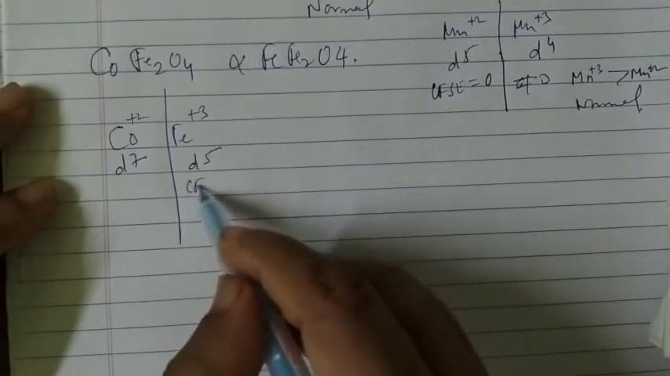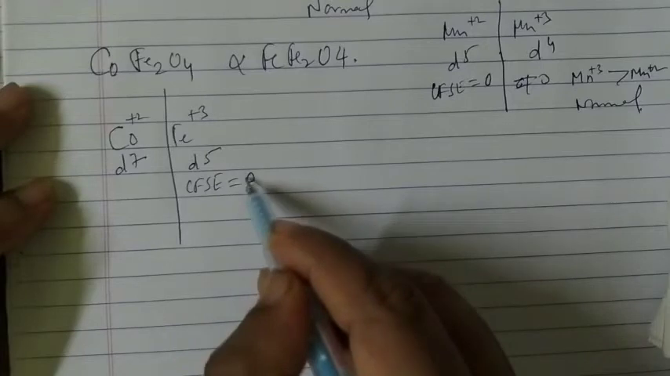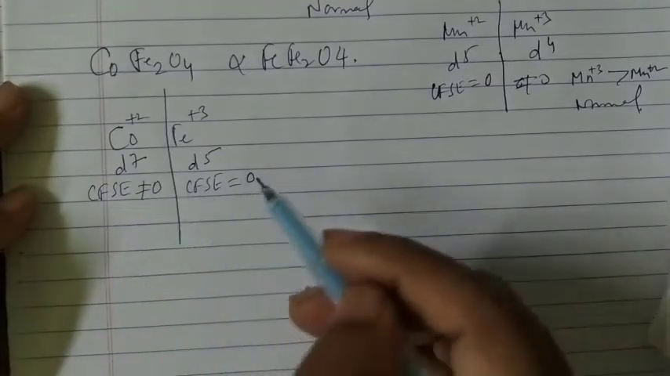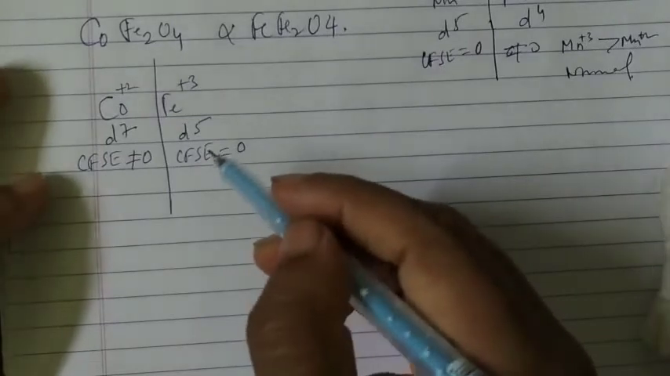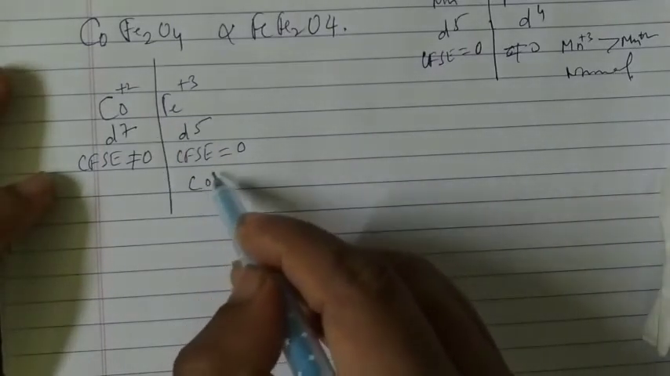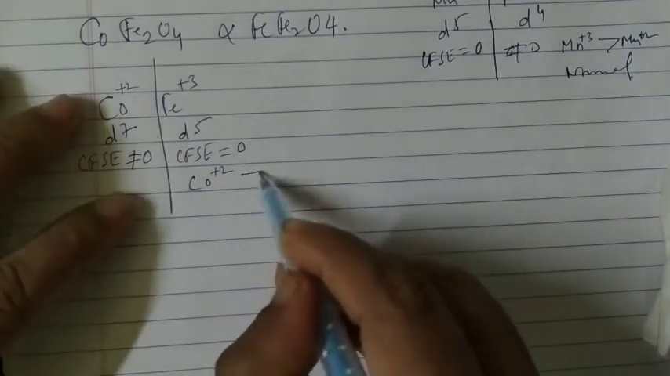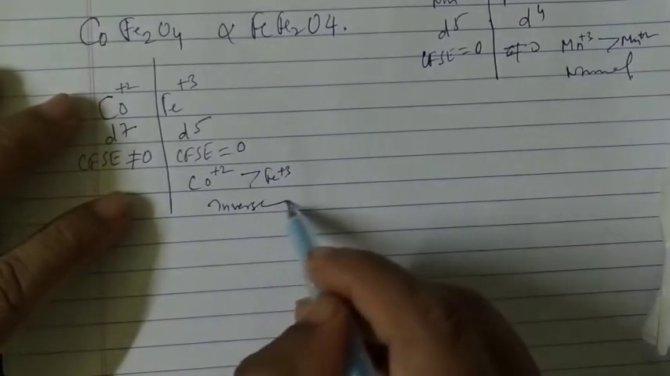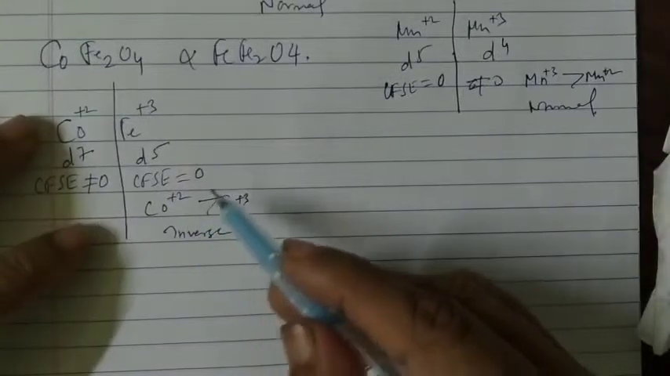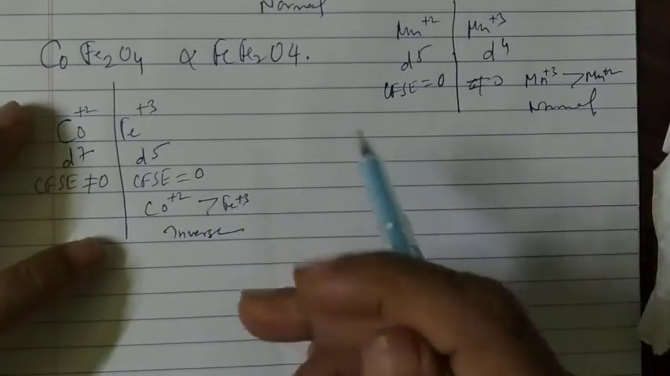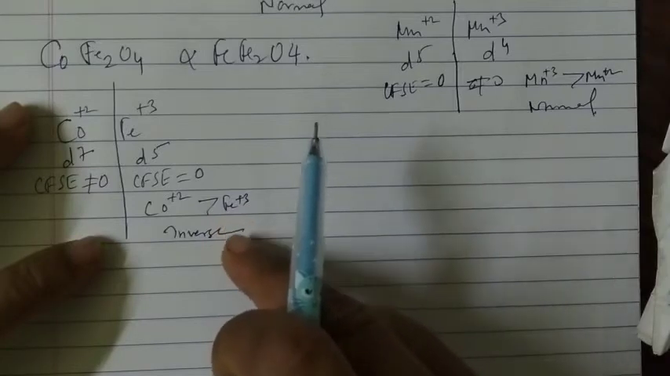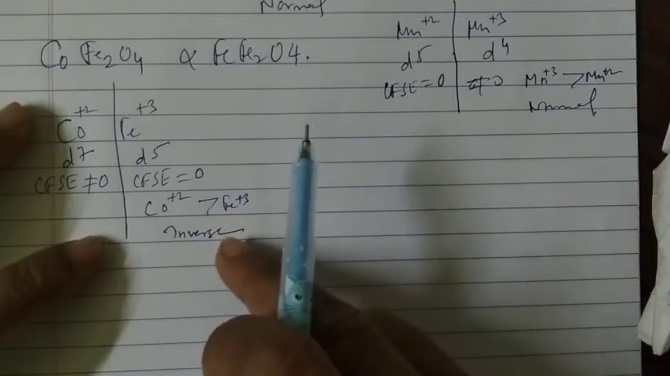D5 means immediately you have to write crystal field stabilization energy is equal to 0, but here the crystal field stabilization energy will not be equal to 0. So the divalent cobalt +2 has CFSE greater than trivalent, so that's why this will be inverse. Whenever the divalent CFSE is greater than trivalent, it will be inverse. Remember this.